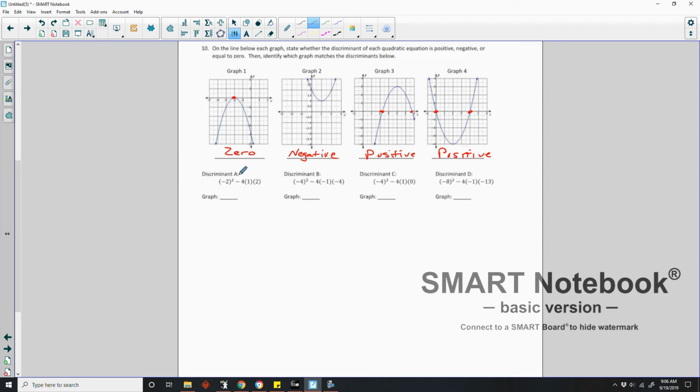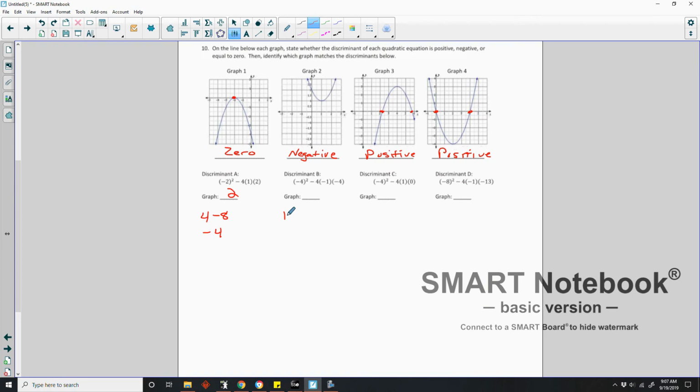All right, so the discriminant. Negative 2 squared minus 4 times 1 times 2. So that's 4 minus 8, which would be negative 4. So when I have a negative discriminant, negative gives us no solution. So that is graph 2. Now this is just a matching game. This discriminant, how about I do these? Negative 2 squared is 4, minus 4 times 1 times 2 is 8. 4 minus 8 is negative 4. Therefore, it's a negative discriminant, graph 2.